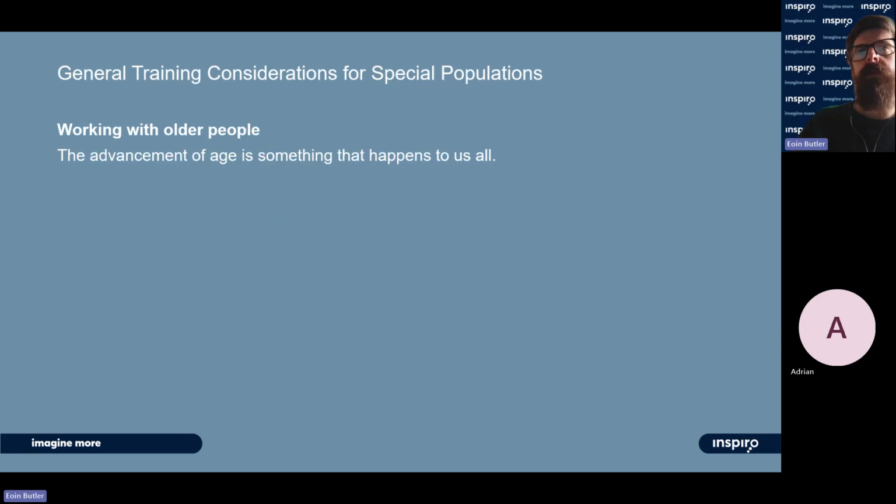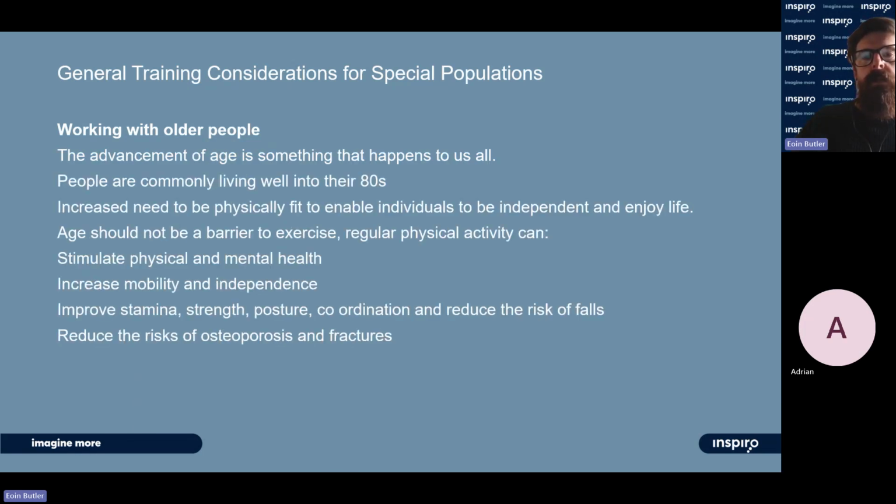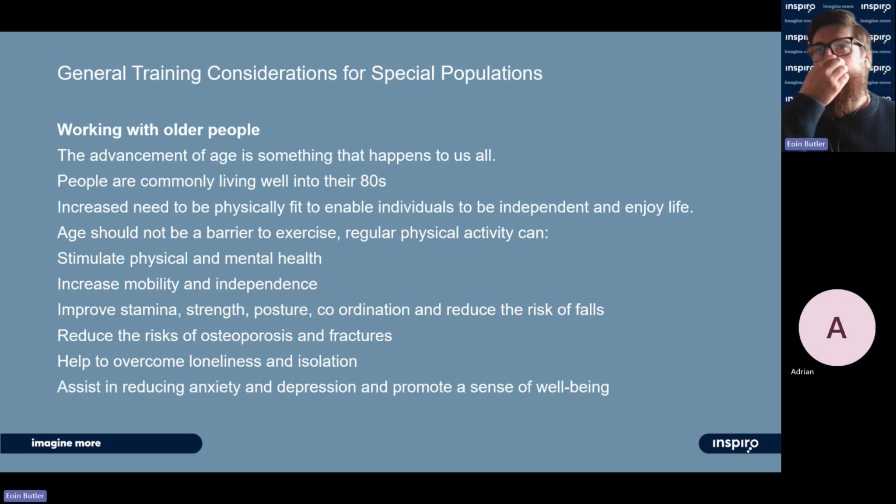Okay. Older people. Okay, so working with older people. So the advancement of age is something that happens to us all. People are commonly living well into their 80s. There's an increased need to be physically fit to enable individuals to be independent and enjoy life. Age should not be a barrier to exercise.